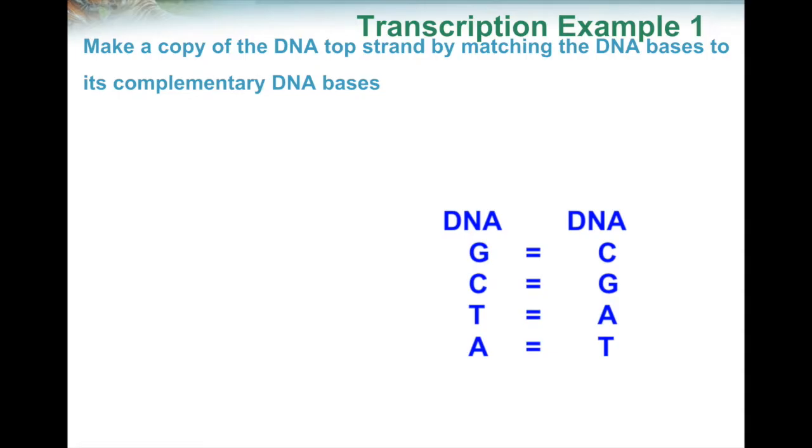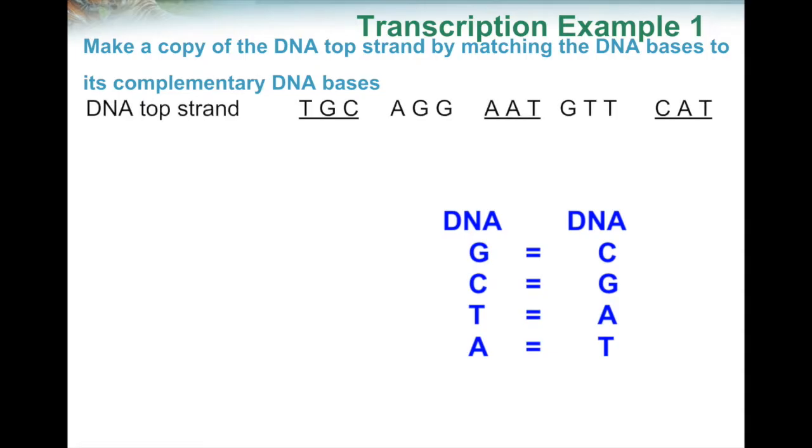So let's do some examples. In this first part, I want you to copy the DNA top strand, that just means one part of the DNA, and then match it with its complementary DNA bases. Now remember, G always matches with C and vice versa, and T matches with A and vice versa. So here, this first codon, and remember, a codon is just every group of 3 nucleotides. This is how our body reads the DNA.